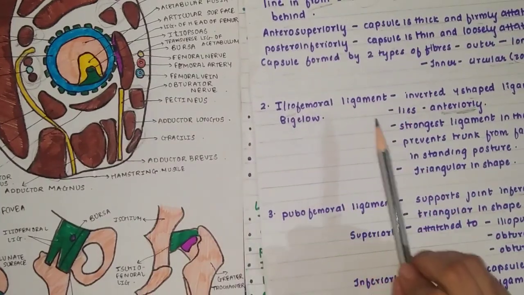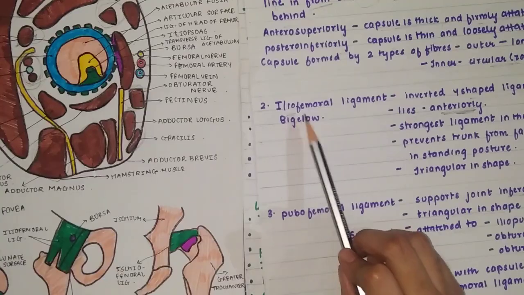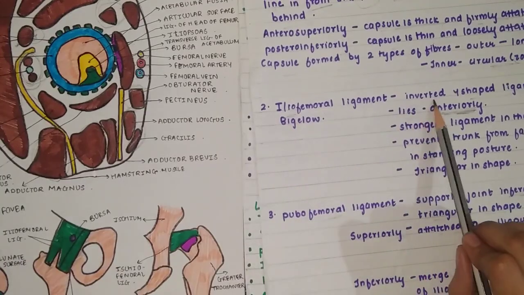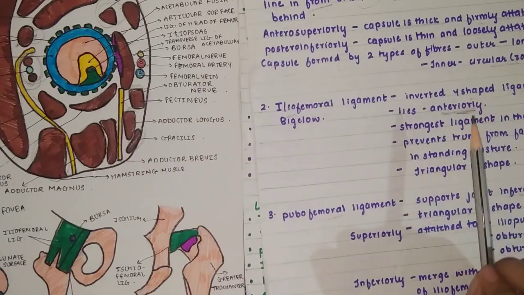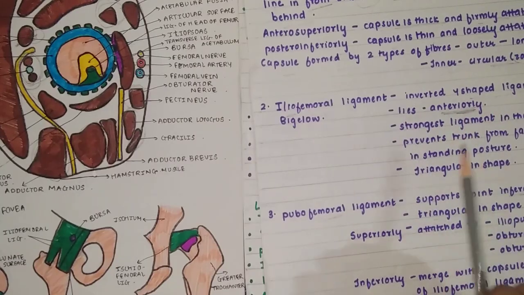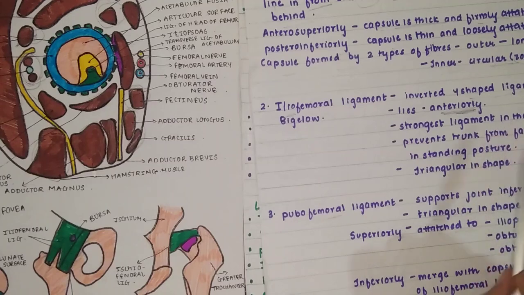Iliofemoral ligament. It is found between the ilium and the femur. It is also called the ligament of Bigelow. It is inverted Y-shaped, lies anteriorly, is the strongest ligament in the body, and prevents the trunk from falling backward in standing posture.